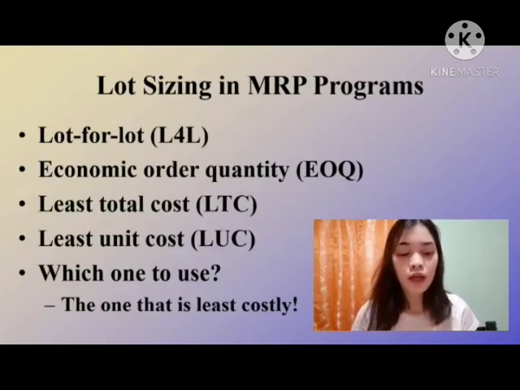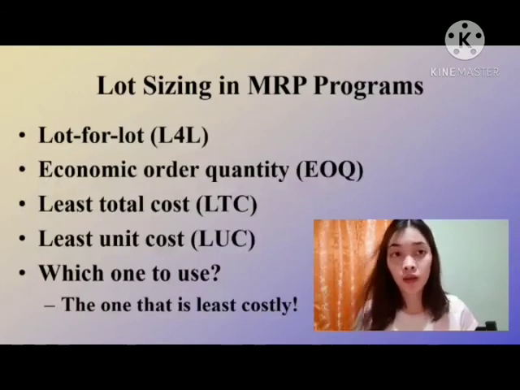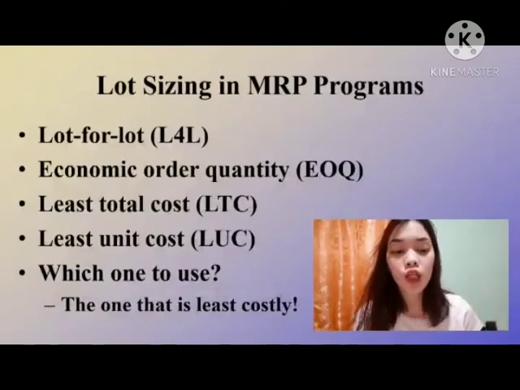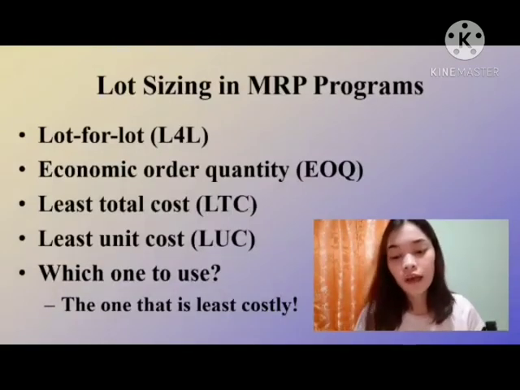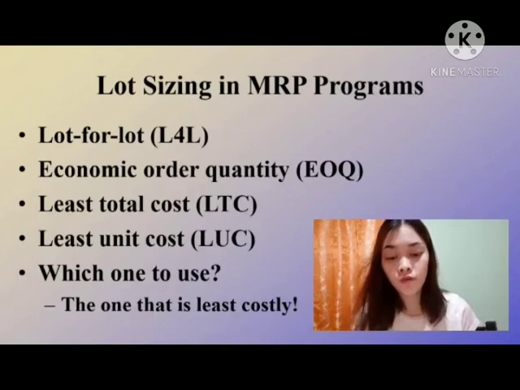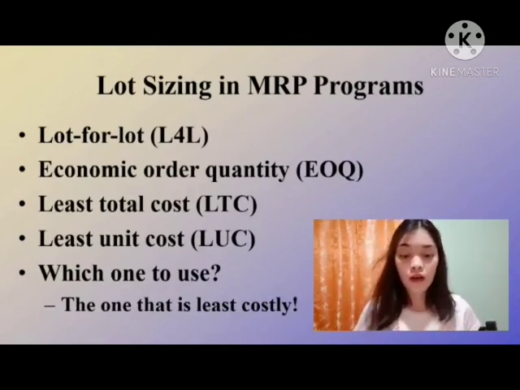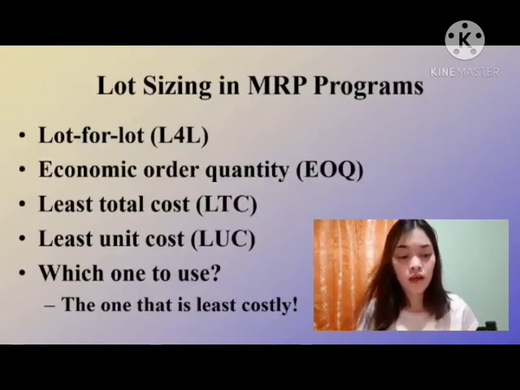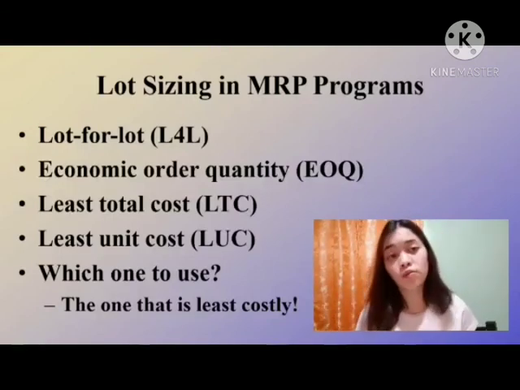In short, it is fixed, sakto. So what you input is what you get. The second one is the economic order quantity, or EOQ. The EOQ for each item is calculated in advance and entered to the item as the EOQ value. So it's calculated in advance. So just like L4L, it is fixed. It is sakto. What you input is what you get.